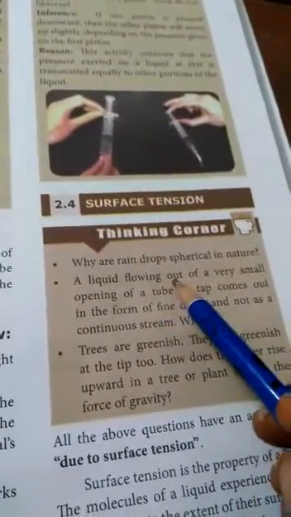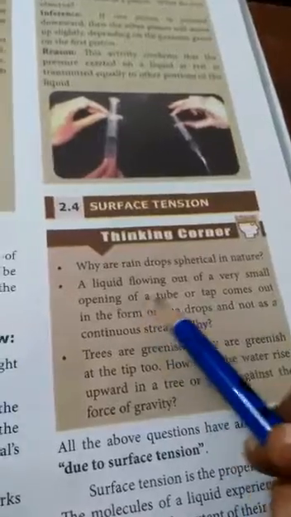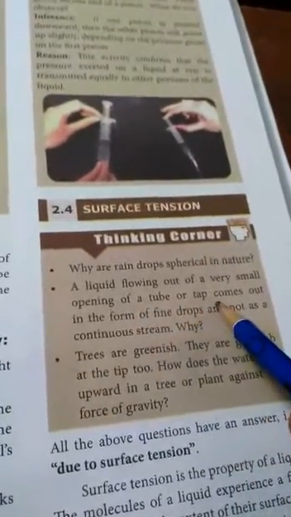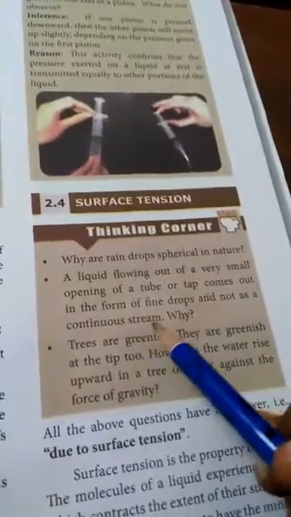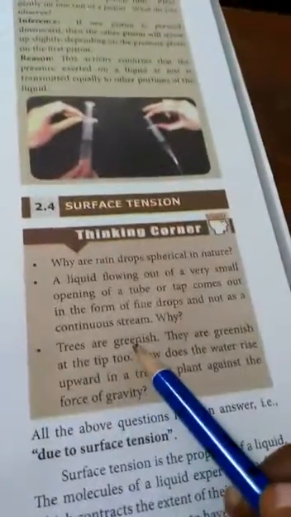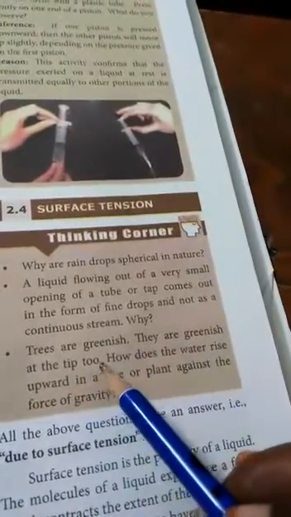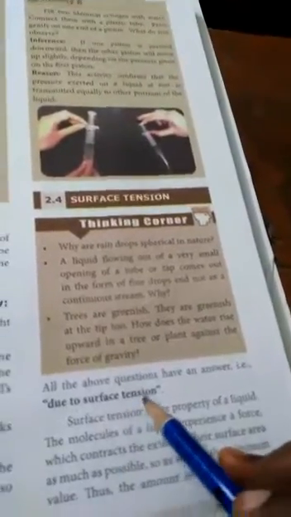A liquid flowing out of a very small opening of a tube or tap comes out in the form of fine drops and not as a continuous stream. Trees are greenish, and they are greenish at the tip too. How does water rise upwards in a tree or plant against the force of gravity? All the above questions have an answer due to surface tension.